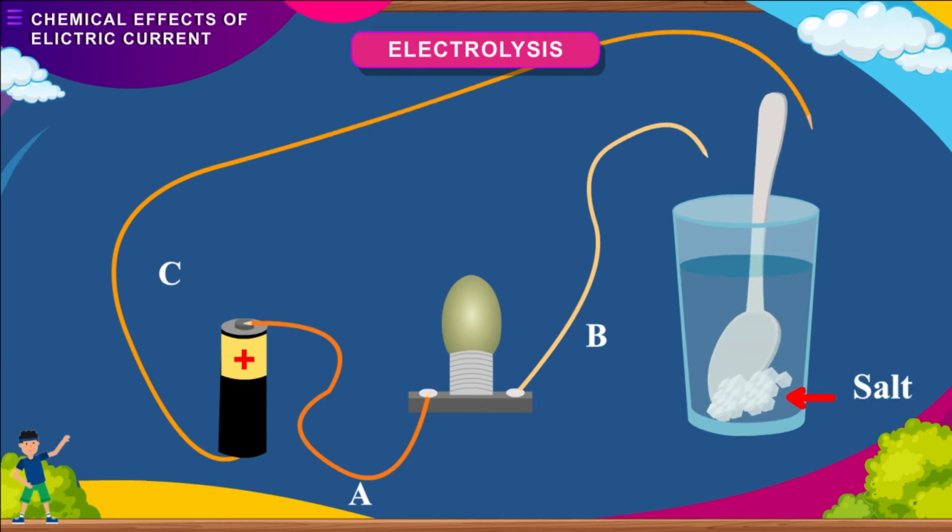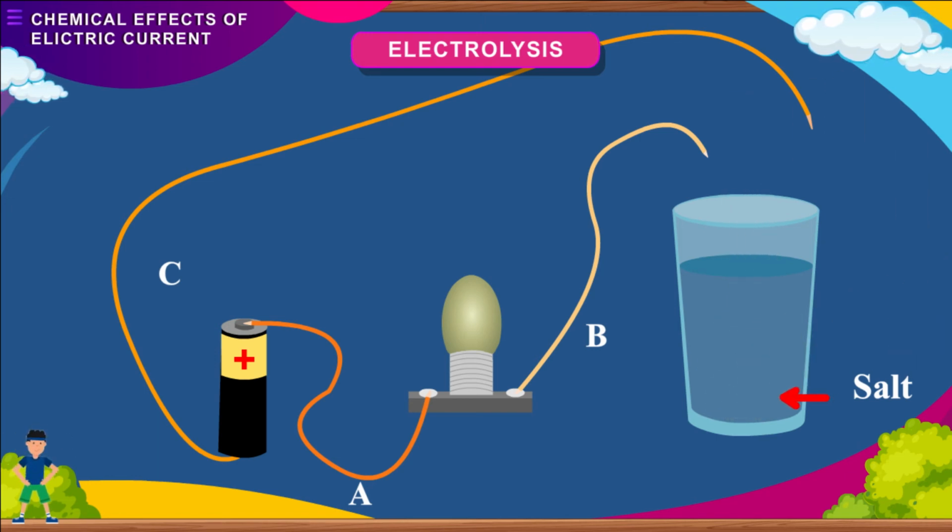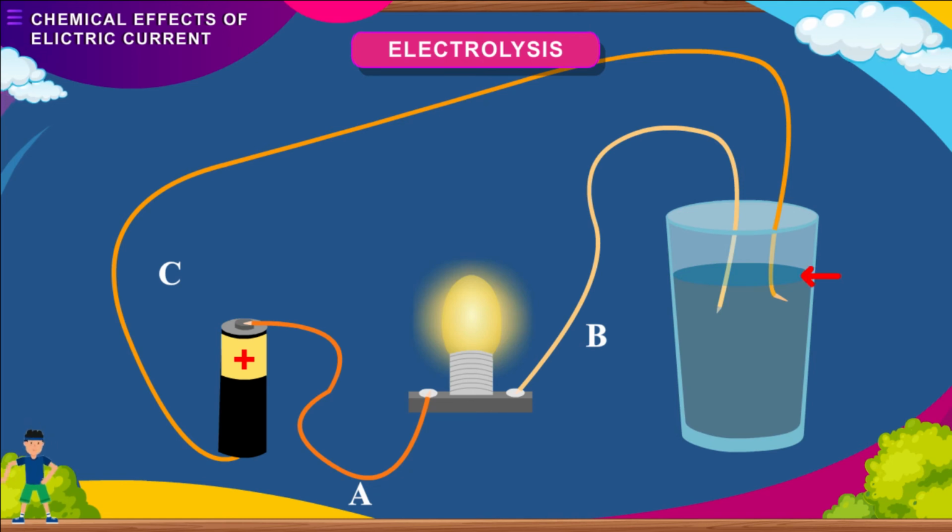Now, add some common salt to the distilled water. Dissolve the common salt by stirring it with a glass rod. When the conducting wire is dipped in this solution, the bulb lights up. It clearly proves that the addition of salt makes distilled water a good conductor of electricity.